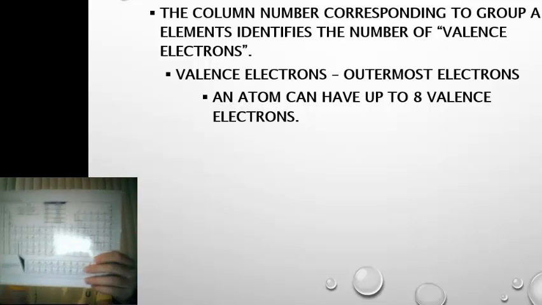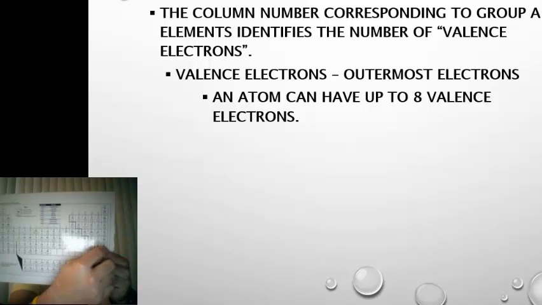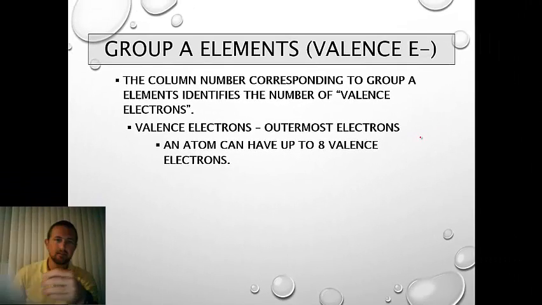Everything else on the periodic table has less than 8 valence electrons, and they react, they form bonds, so that they can attain a noble gas electron configuration, so that they can attain 8 valence electrons.